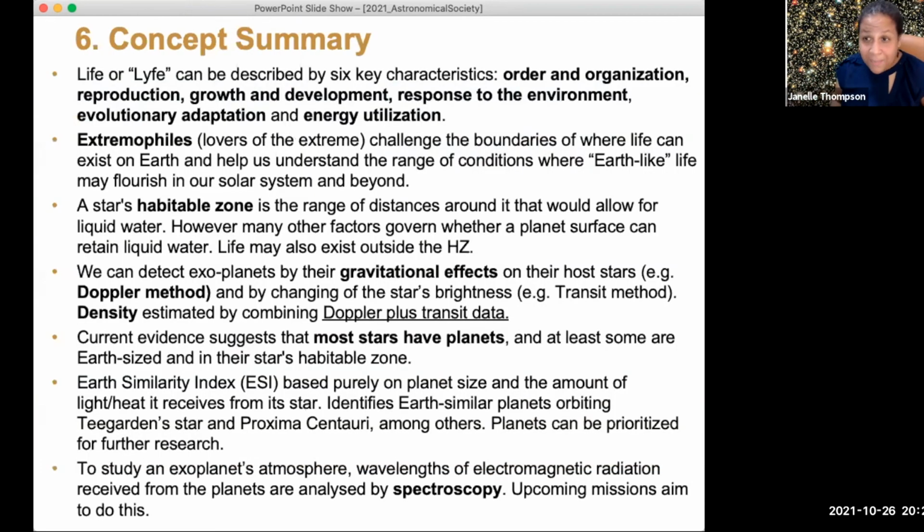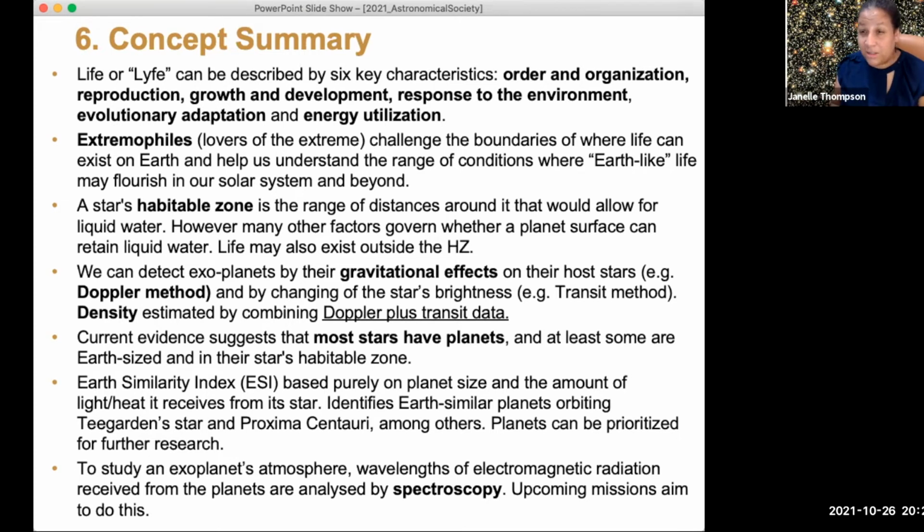All right, so to wrap up then, concept summary. We saw that life, or life with a Y, could be described by these 6 key characteristics: order and organization, reproduction, growth and development, responding to the environment, adapting to the environment on evolutionary timescales, and then using energy. We learned about extremophiles, microbes that are lovers of the extreme, that challenge the boundaries of where life can exist on Earth, and it helps us understand the range of conditions where Earth-like life might flourish, both in our solar system as well as beyond.